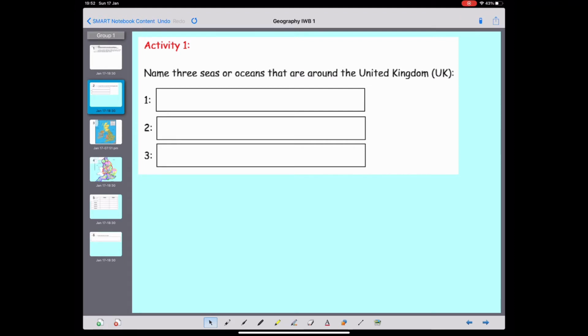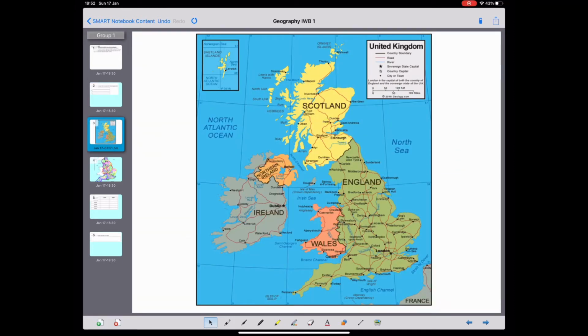Okay, your first activity on your sheet is activity 1. Name 3 seas or oceans that are around the United Kingdom, or the UK for short. So obviously the oceans and seas are going to be in blue. Can you see any names of any oceans or seas around the UK? I found the North Atlantic Ocean. So that's one of the oceans and seas around the UK.